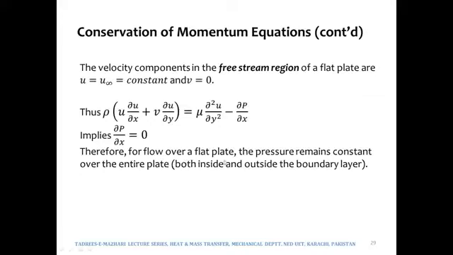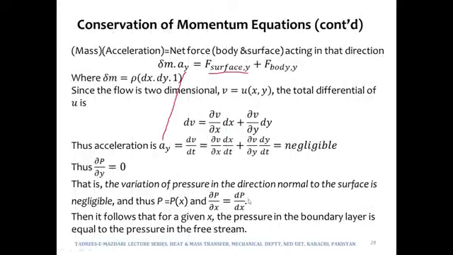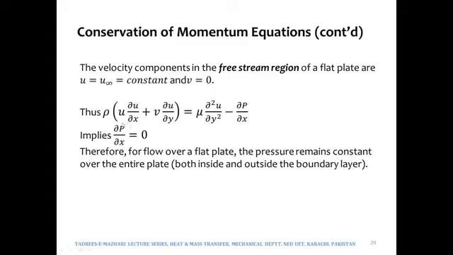So therefore for the flow over a flat plate, the pressure remains constant over the entire plate, because ∂p/∂x is 0. It means pressure does not change with x, and we have just discussed that the pressure inside the boundary layer at any given x is equal to the pressure in the free stream. So at any particular x along the length of the plate, the pressure within the boundary layer would be the same as the free stream pressure. And over here we are discussing that the pressure does not change in the flow direction.